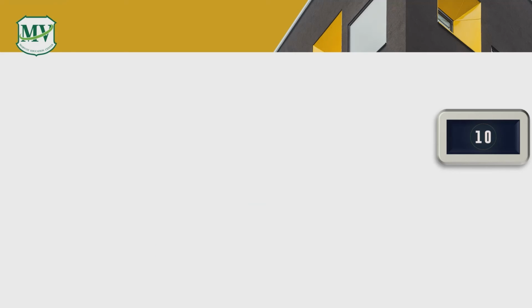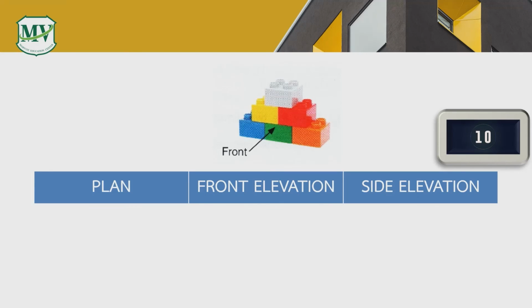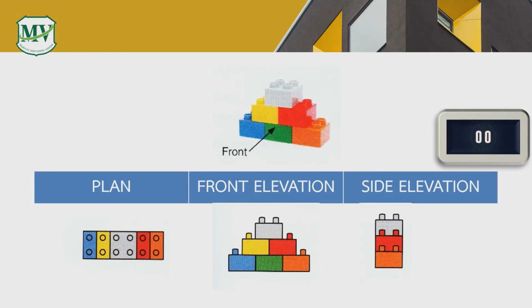Let's try another three-dimensional object. You still have 10 seconds to answer it, to locate your plan, your front elevation, and your side elevation. 2, 1, 0. Time's up. Now we are going to know the plan, front elevation, and side elevation of this three-dimensional object. If you got all the correct answers, give yourselves a round of applause.